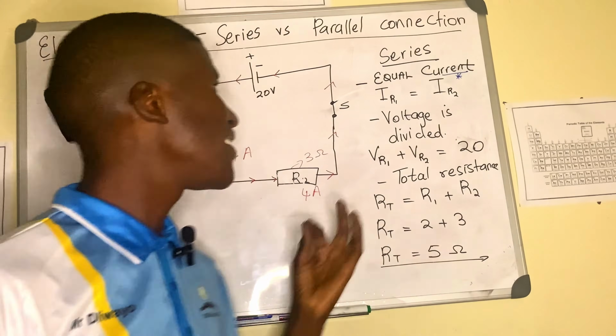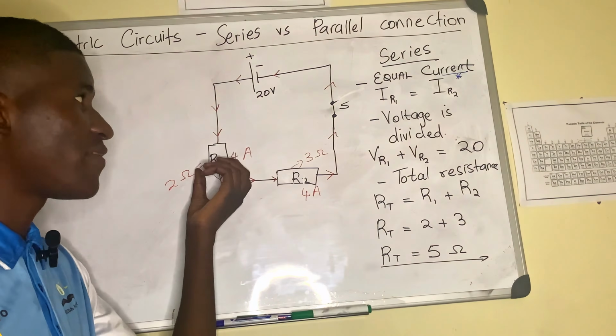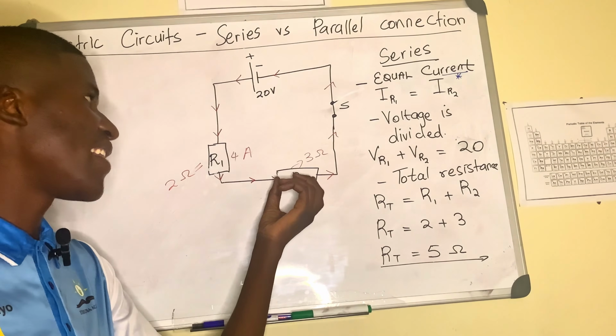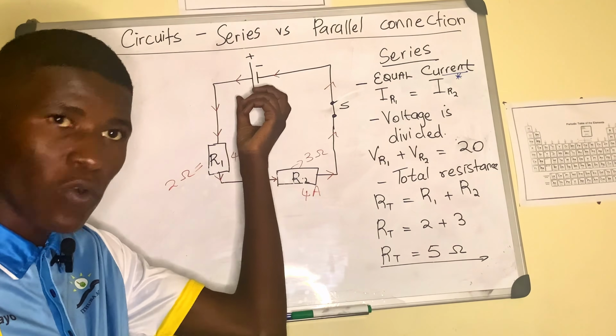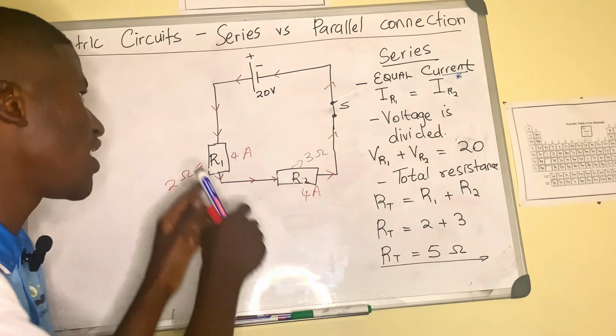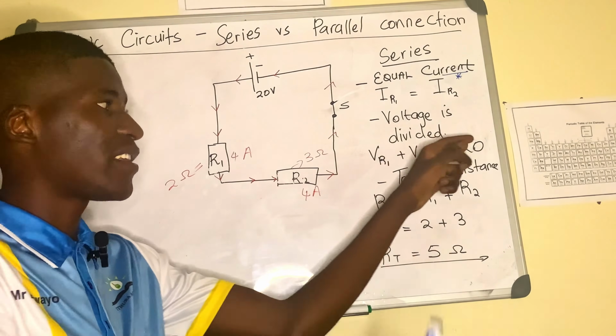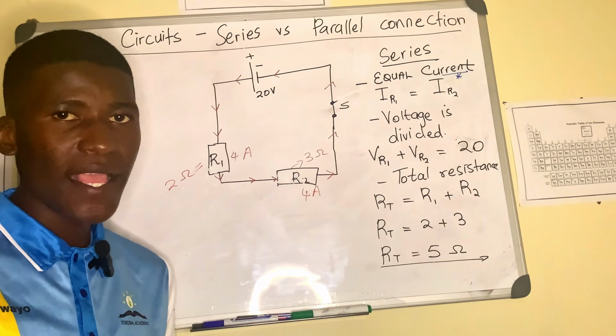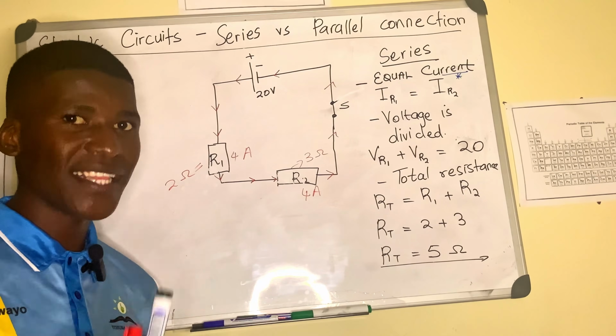So here, if this one receives a portion from this 20 volts, and this one also gets a portion from this 20 volts, when you combine these two portions, you must get the 20 volts. So the voltage through R1 and R2 must give you 20, which is the total. I'm emphasizing and I'm repeating and you still get it wrong.